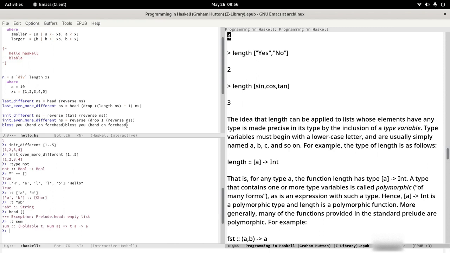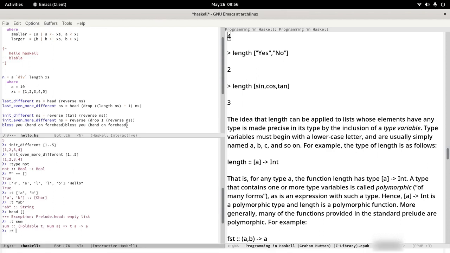The idea that length can be applied to lists whose elements have any type is made precise in its type by the inclusion of a type variable. Type variables must begin with a lowercase letter and are usually simply named a, b, c and so on. For example, the type of length is as follows: length :: [a] -> Int. Length is a function from lists of a's to Int. That is, for any type a, the function length has type [a] -> Int.